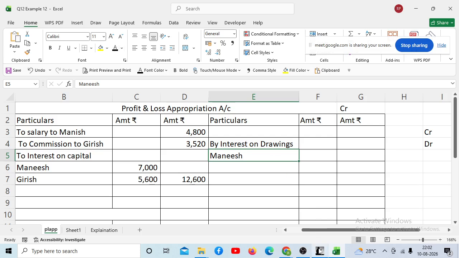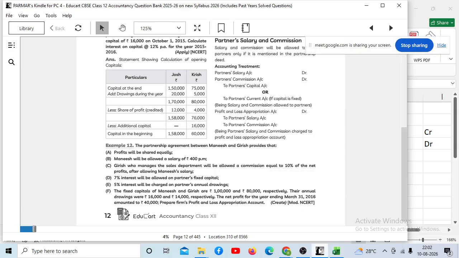Now how much has Manish withdrawn? 16,000, right? So on 16,000 we will be calculating 5%, and just keep one thing in mind. Whenever the date of drawing is not given, we have to assume that it is withdrawn in the middle of the month. Middle of the month means the average period will be 6 months, right?